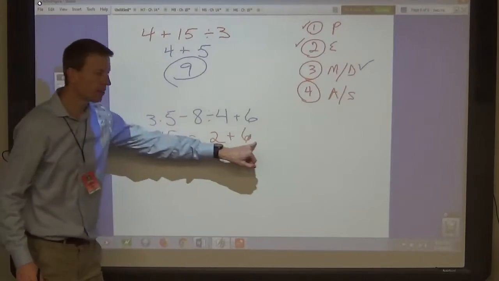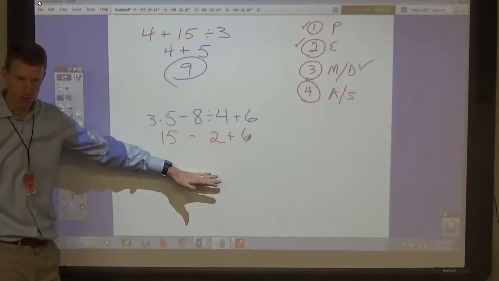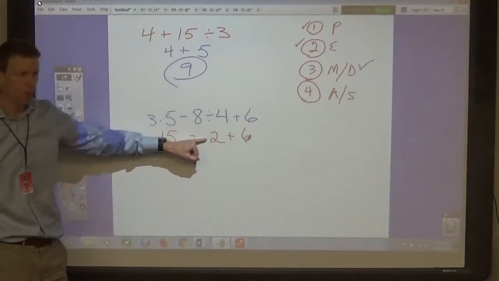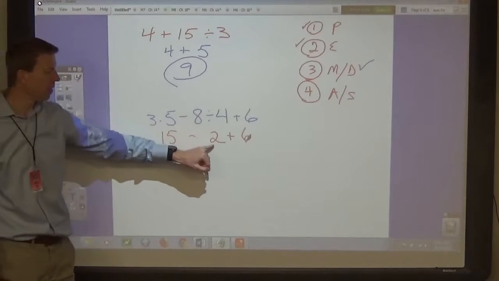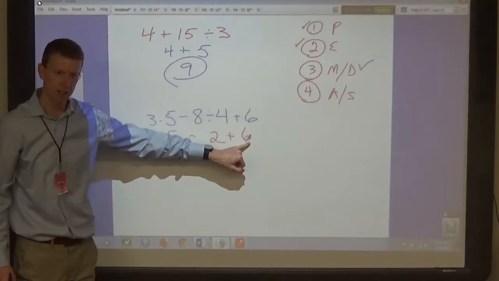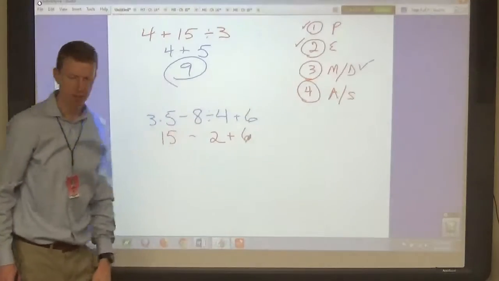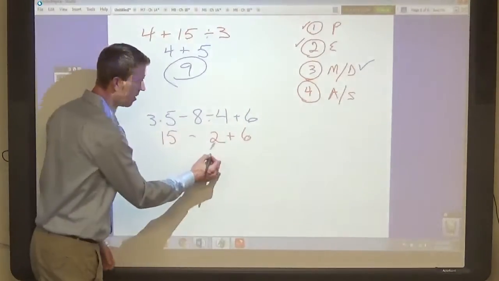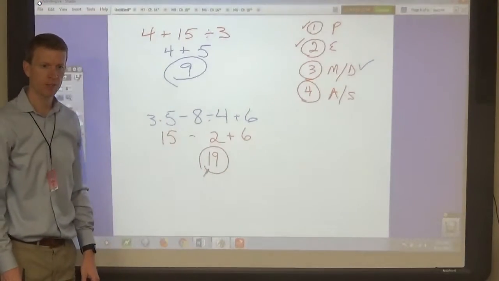And this is all in the same step, so we can just write the answer underneath. Once you are completing the same step, you can do that at the same time. Okay? So I can do 15 minus 2 plus 6 all at the same time because it's all part of the 4th step. 15 minus 2 is 13, plus 6 is 19. Okay?